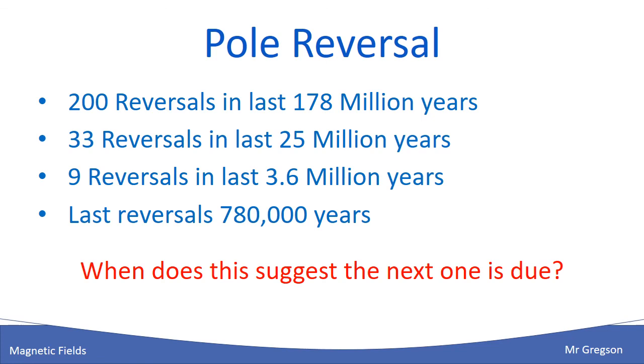So what happens if a pigeon's flying along and the Earth's magnetic field flicks over? They're going to fly in completely the wrong direction. That's a lot of very lost pigeons. I have no idea how pigeons have managed to survive this long. So you can see there's been quite a few reversals. What does this suggest the next one's due?